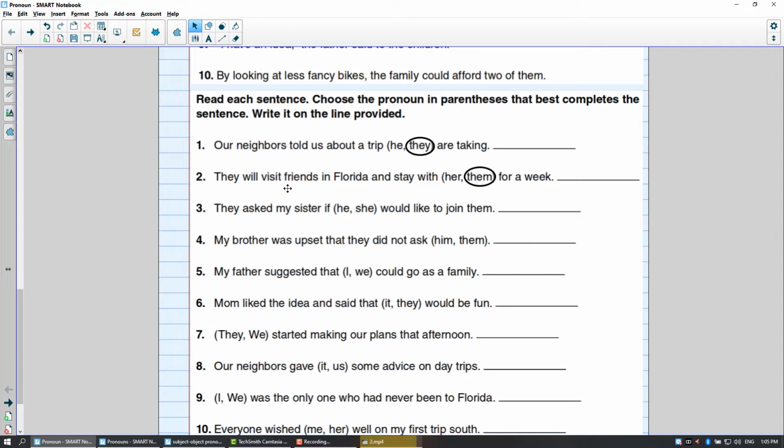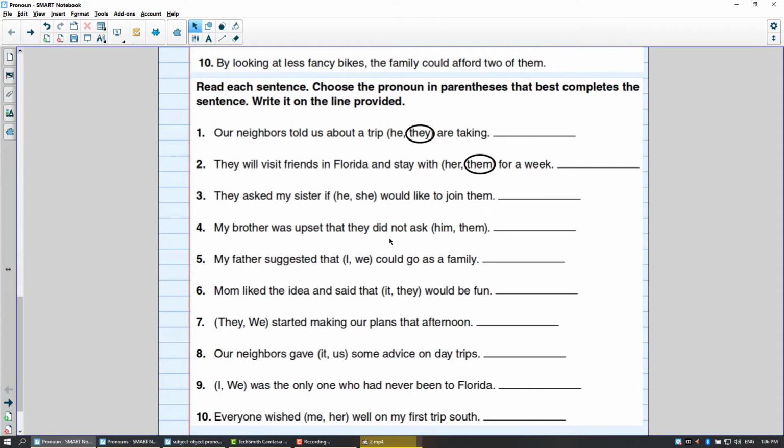Number 2: they will visit friends in Florida and stay with her or them for a week. They will visit friends, a group of friends, plural, not only one. And they will stay with her or them: her is singular, them is plural. So, friends are plural, we have to choose them. Clear? So don't forget the agreement. If we have a plural word, we also have to choose the plural pronoun. Plural noun, plural pronoun. Okay? I hope that you will finish from number 3 to number 10 as homework.